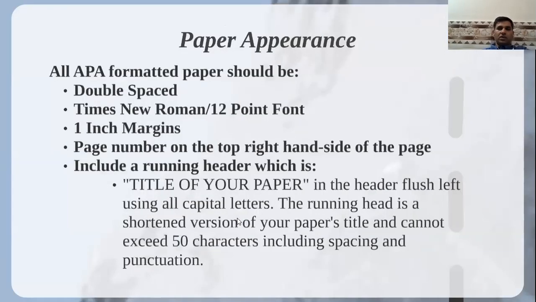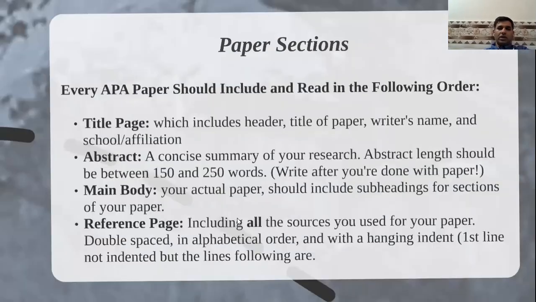Paper appearance. All papers in APA format should be double spaced, Times New Roman, 12-point font, with 1-inch margins, and the page number on the top right-hand side of the page. Include a running header, which is the title of your paper. And your paper's title cannot exceed 50 characters. So you need to be mindful of the fact that it is 50 characters overall in your title.